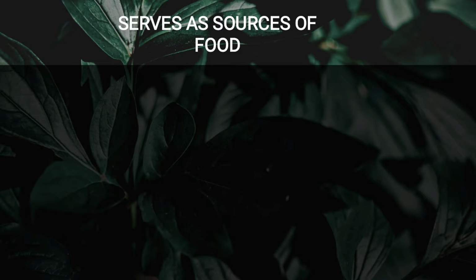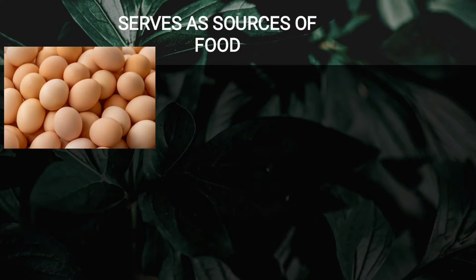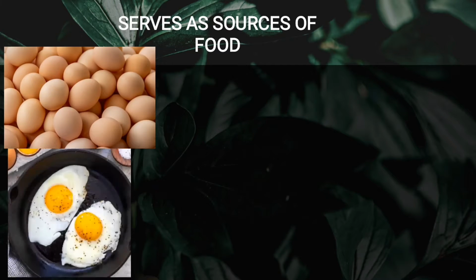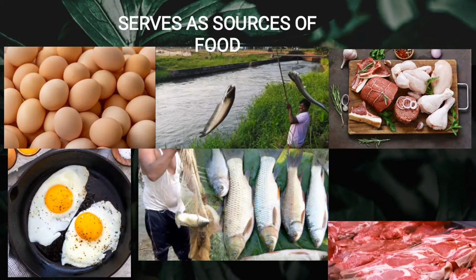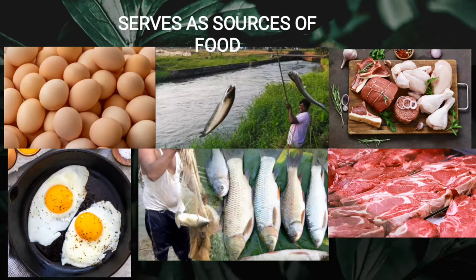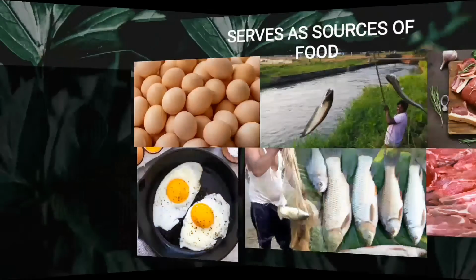Number one, we talk about the fact that wildlife serves as a source of food. In terms of eggs, we talk about the fish, and we talk about meat. So all these are the products of wildlife. So they now serve as food for human consumption.